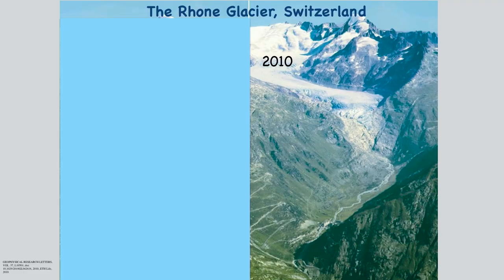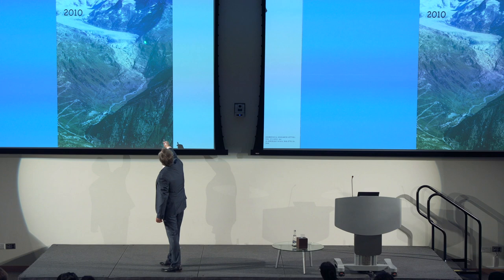How about glaciers? Here's the Rhone Glacier. It feeds the Rhone River in Europe, one of the most important European rivers. It's hard for you to see, perhaps. Maybe I'll use this diagram. My daughter and I were hiking along this trail and took measurements along the face of this glacier right here, about this time, 2010.